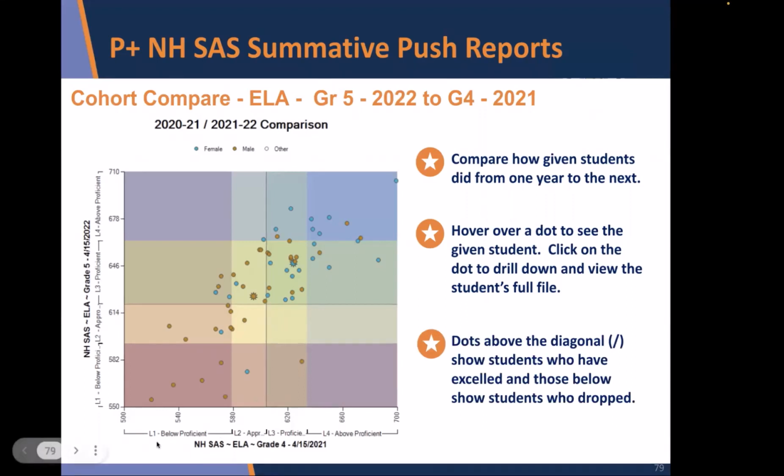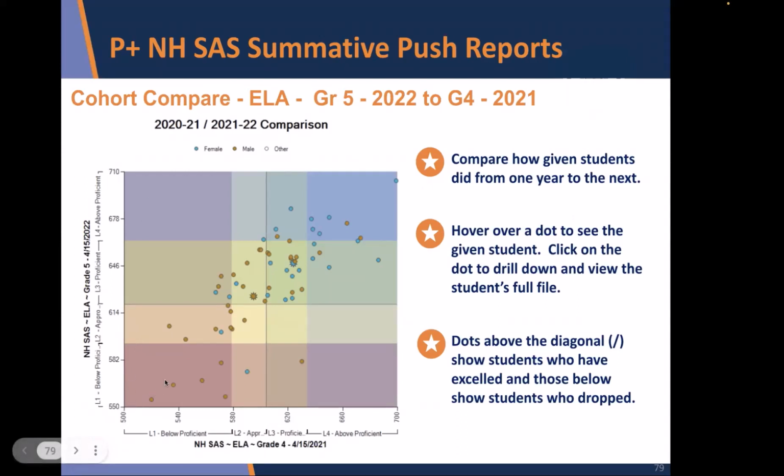So here's what happens. This is ELA grade 4 for 2021. So these are when they were in 4th grade. This is how the students scored. These are the number of students that were below proficient, so they would be in here. The students that are approaching would be in here, proficient, and above proficient are here. Same thing for grade 5 right here. This red is below proficient. This is approaching, proficient, and highly proficient.